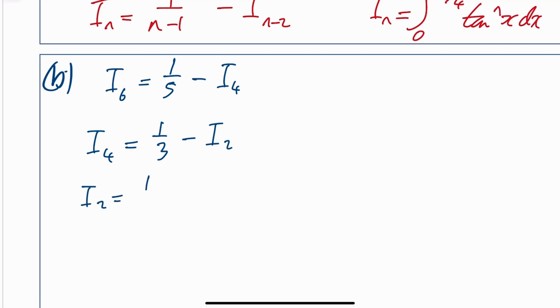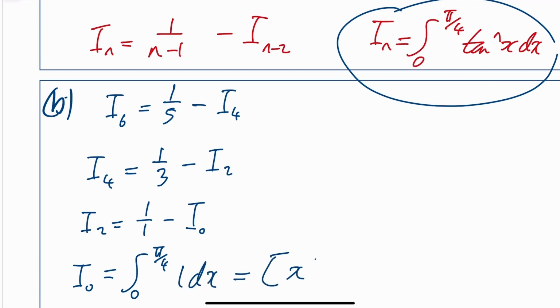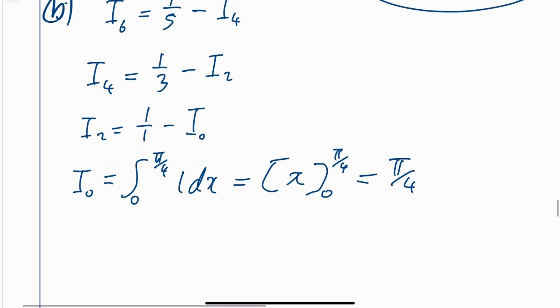I2 then would be equal to, where am I here, sorry. I2 would be 1 over 1 minus I0. And then I0 we can work out using this formula here on the right hand side. So I0 is going to be equal to the integral from 0 to pi over 4 of anything to the power 0, which is just 1. So let's just use a square bracket for that. That's going to be x between 0 and pi over 4, and that's just going to be pi over 4. Then we'll piece that together again.